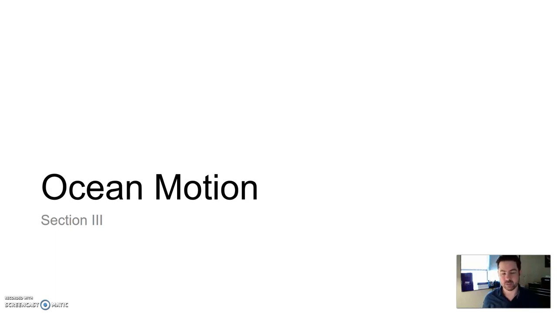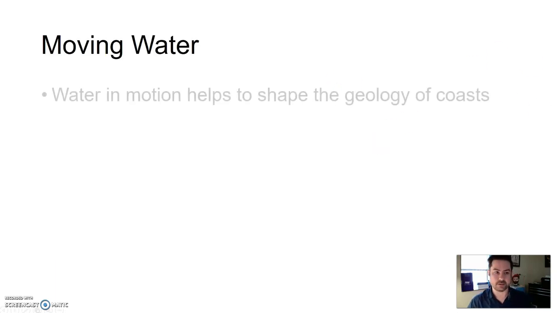All right, welcome back. So not only does plate tectonics play a role in shaping the geology of a coast, whether it's an active margin near a boundary or a passive margin away from a boundary, but so does the motion of the ocean near the coast also shape the geology, the landforms that we see on the coast. So let's talk about moving water, specifically in the ocean.